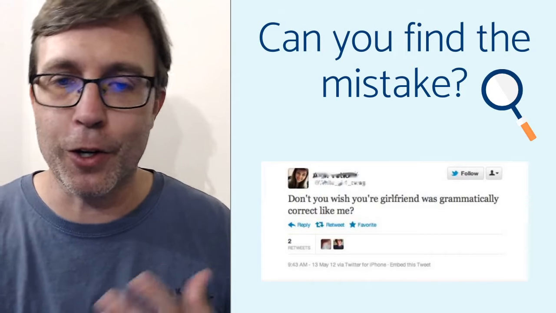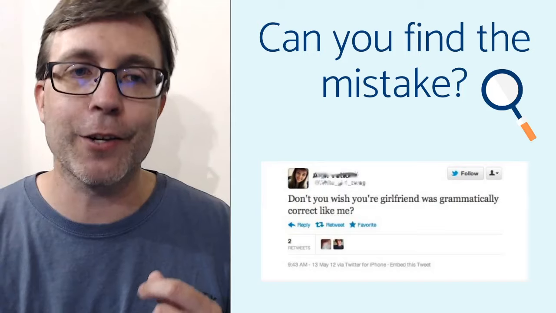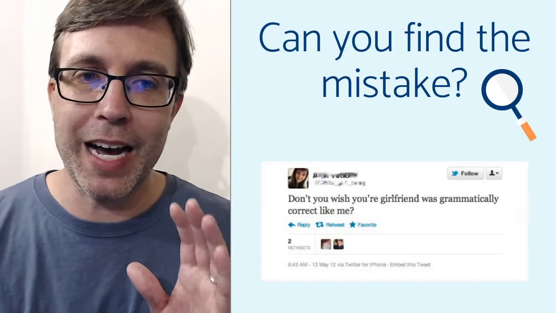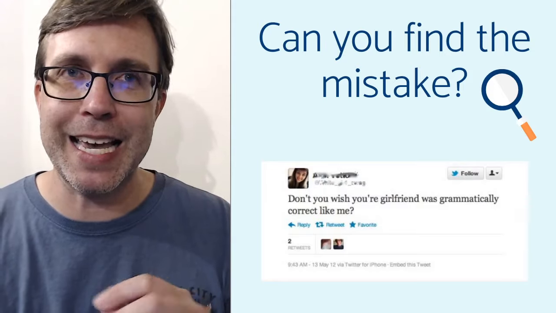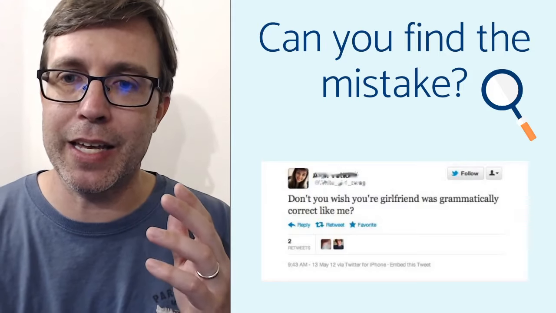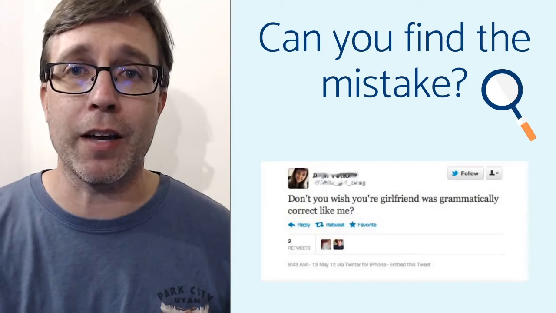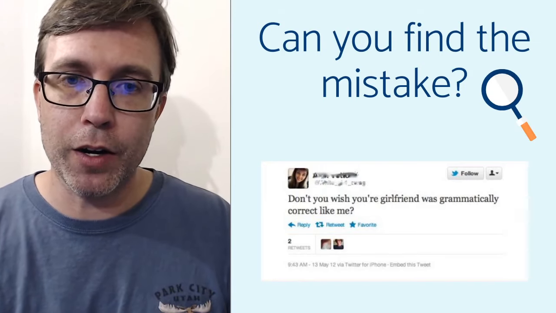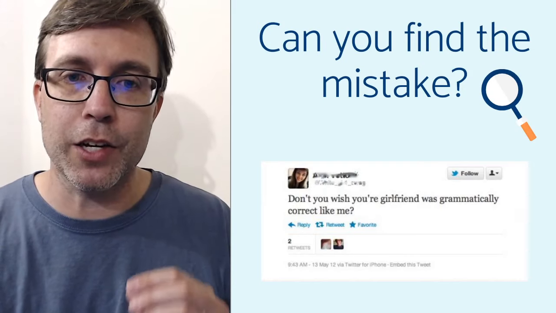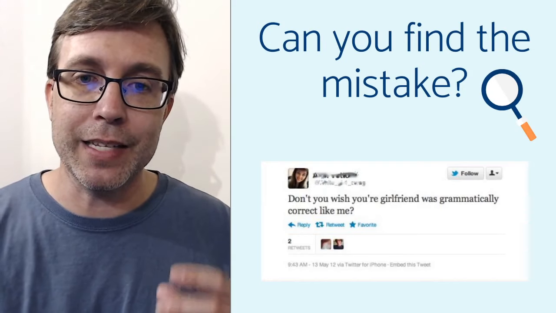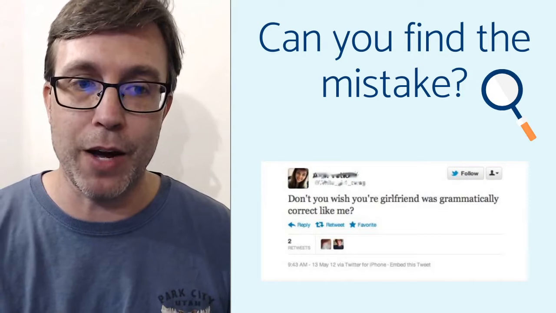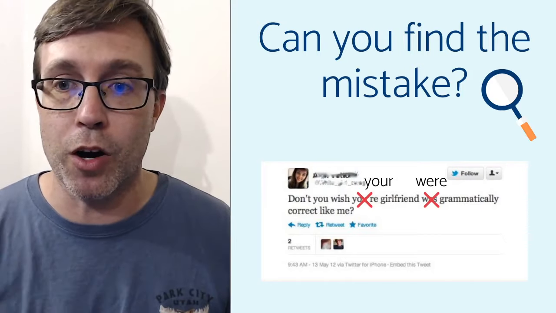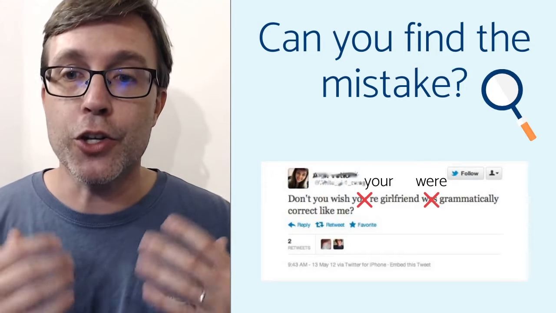"Don't you wish your girlfriend was grammatically correct like me?" All right, so there's definitely one mistake, and there is kind of another one. I would say this because we're talking about writing. The first one would be, look at that, "your." She uses the contraction instead of the possessive pronoun. So that's the first one, just using the wrong word instead of "you are," "your."